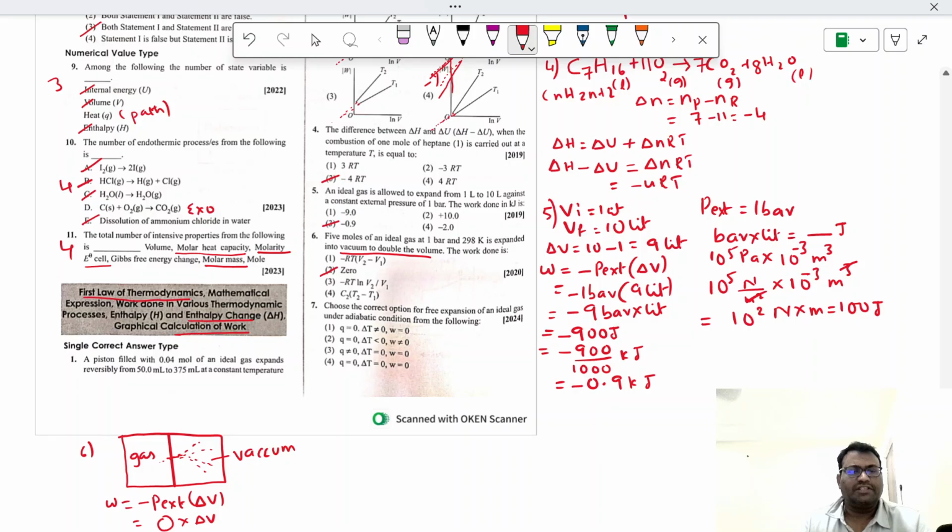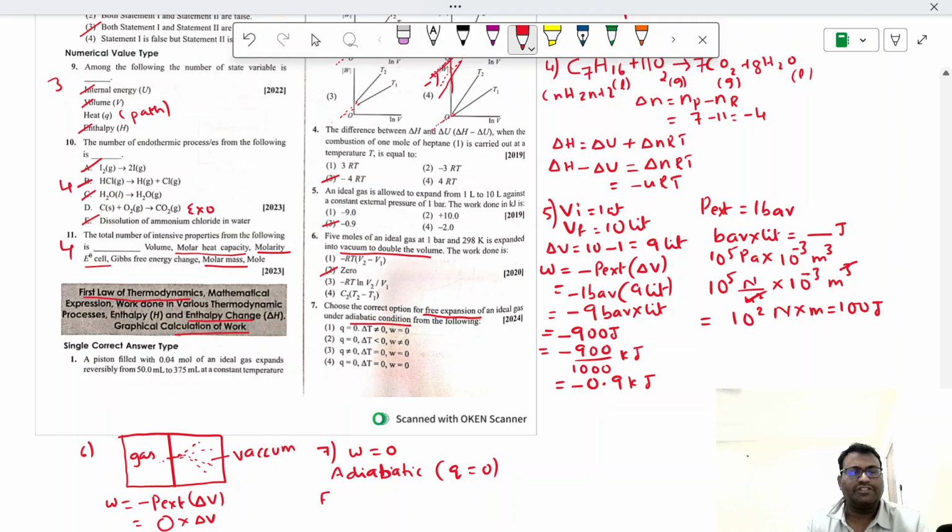Next to question number 7, let us see. Choose the correct option for free expansion. Free expansion is nothing but expansion into vacuum. Now only we have seen that work done is equal to 0 for an ideal gas under adiabatic condition. We have already studied what is meant by adiabatic condition. Adiabatic condition means Q is equal to 0.